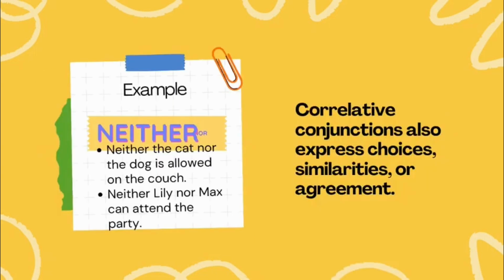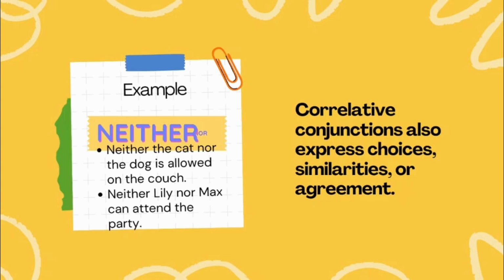Another pair of correlative conjunctions is neither nor. It is used to negate two options or choices, showing that neither of them is true or possible. For example, neither the cat nor the dog is allowed on the couch. That is, the cat is not allowed, and the dog is also not allowed.